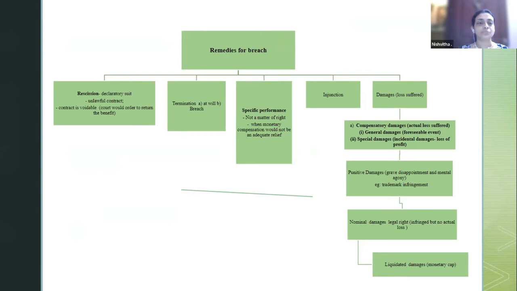I'm just traveling. I meet with an accident by which for 1 month, I cannot go to my employment. My salary is some X amount. That is quantifiable. That is my general damage.